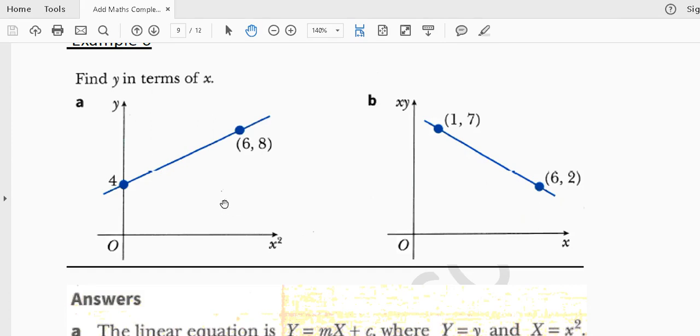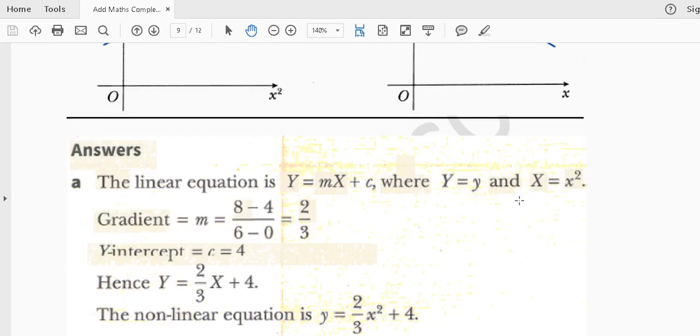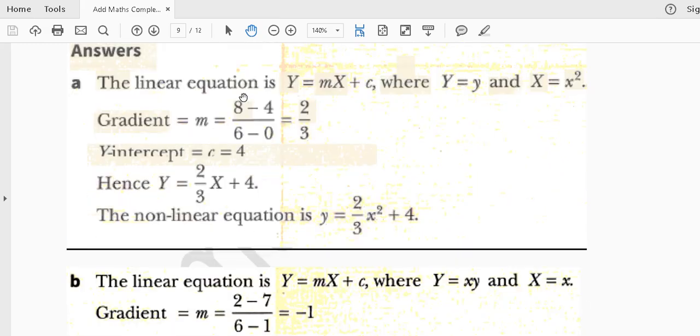So 2 more examples I've taken with the same graph. Here y is plotted against x square. Here xy is plotted against x. Good thing is here you know the y-intercept, here you don't. You have to find out the xy-intercept. So how do you do it? You find out the gradient and put in the point to get it. Same thing. Here you don't need to because this is already given to you.